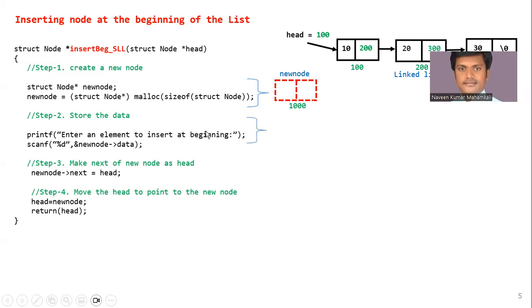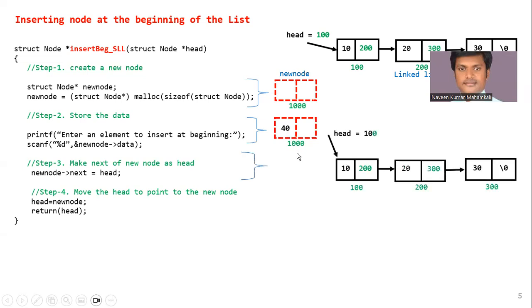This piece of code asks the user to enter the data for this new node, and whatever data is entered by the user will be stored in the new node data field. As a result, you can see here, 40 will be inserted in the data field. Now, with the same linked list, we have to make a few changes to insert this new node at the beginning.